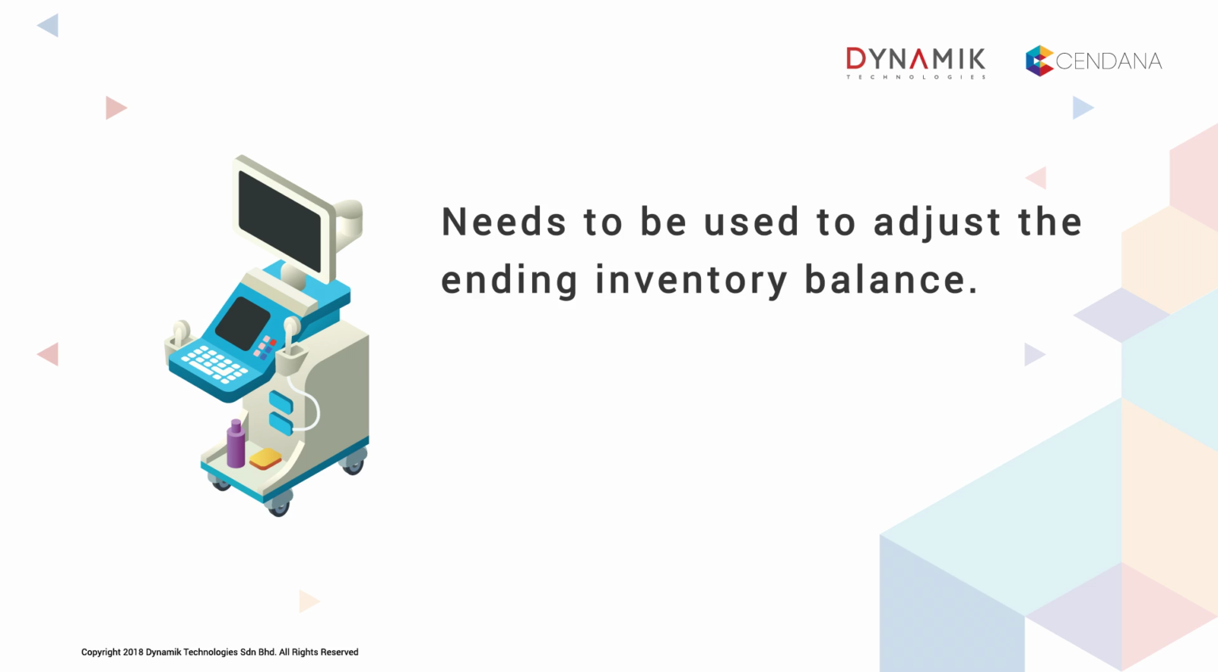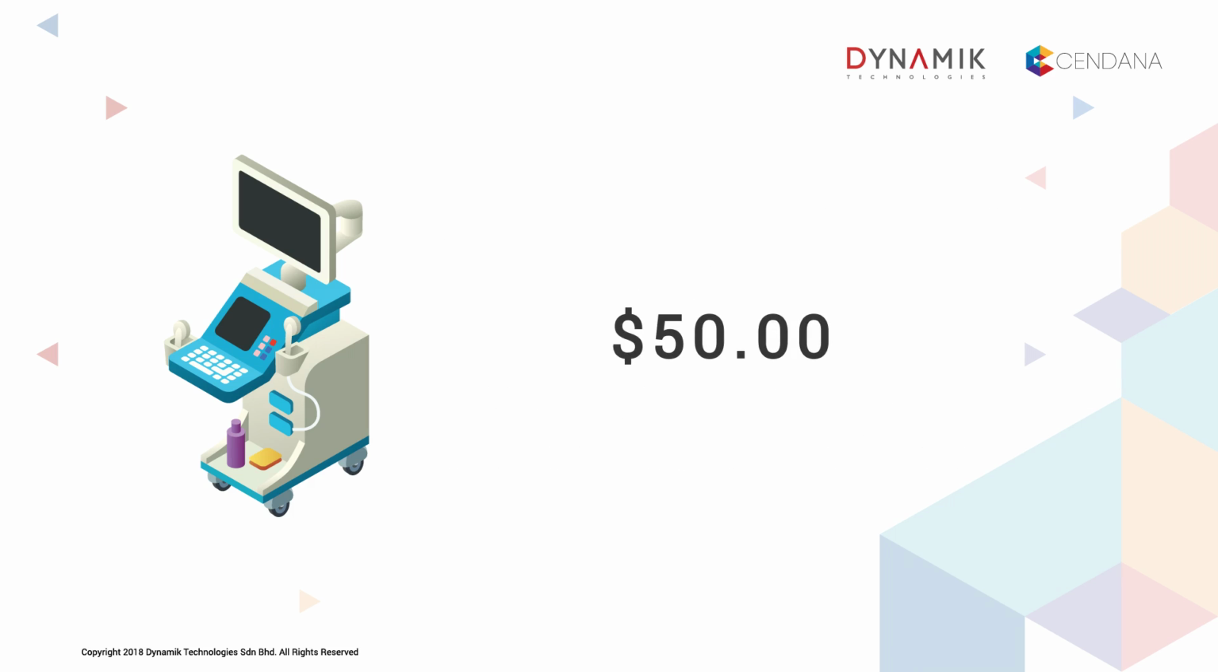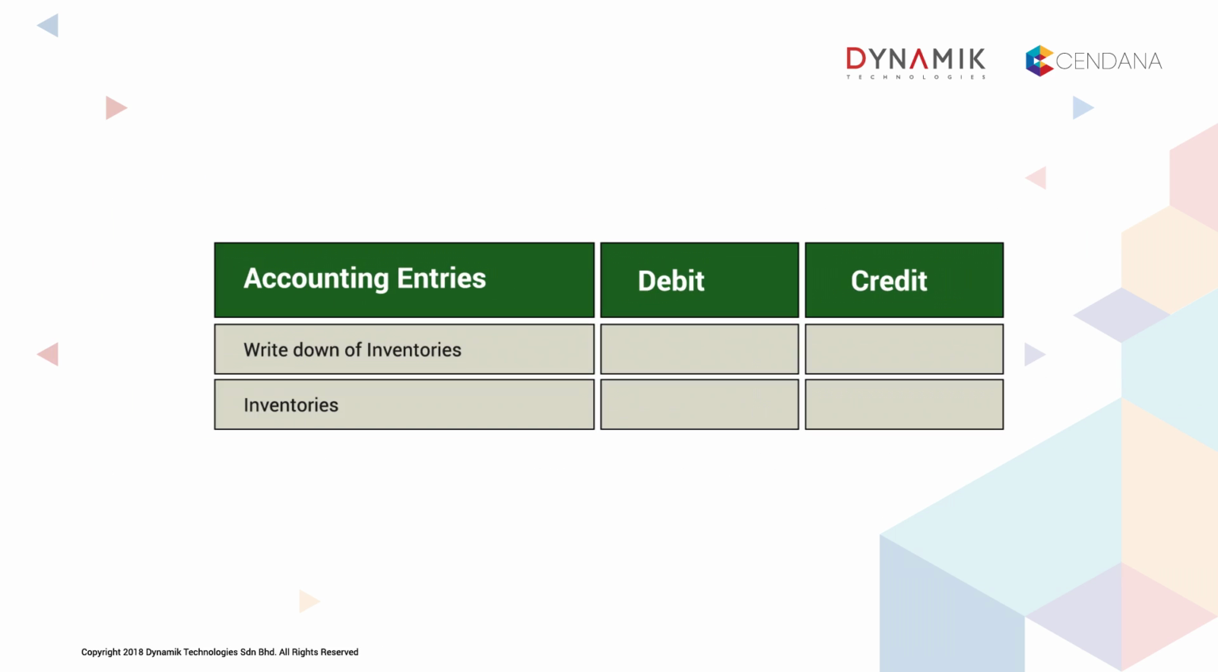If the market value of an item or items in aggregate is lower than its cost, the company has to reduce or write down the ending inventory balance. For example, in our illustration, the difference between the cost in aggregate and the total market value is $50. The accounting entries is derived as debit the write-down of inventories for $50 and credit the inventories with the same amount. This scenario is a journal entry transaction.